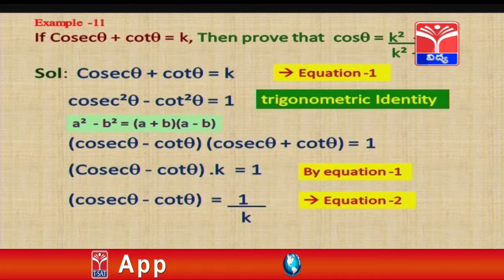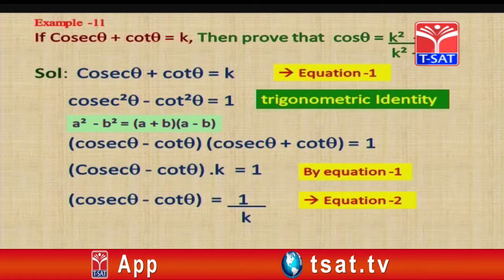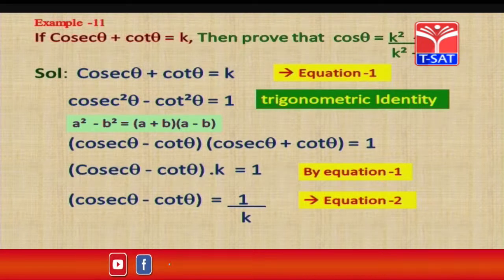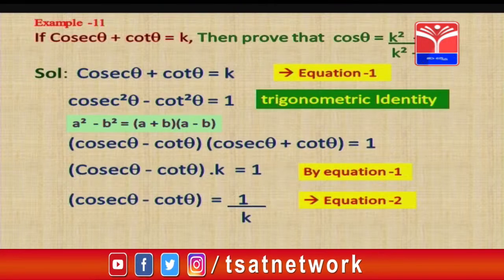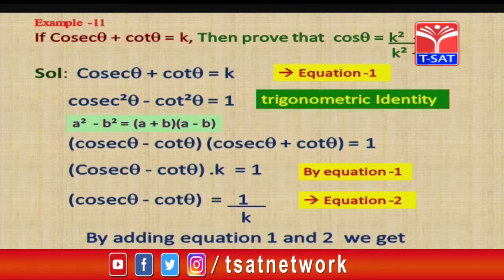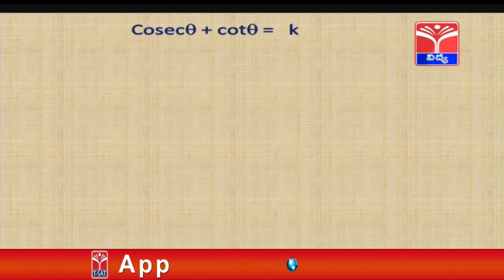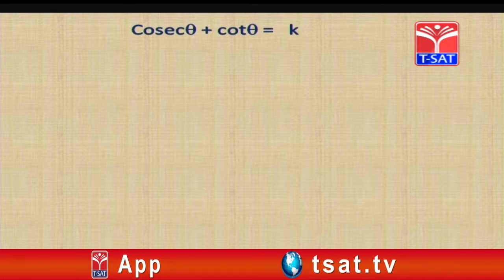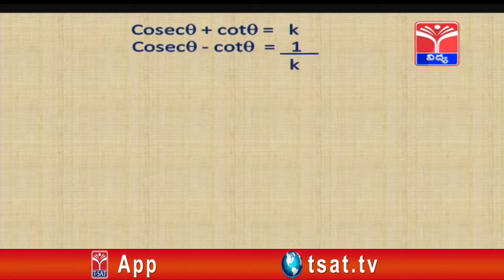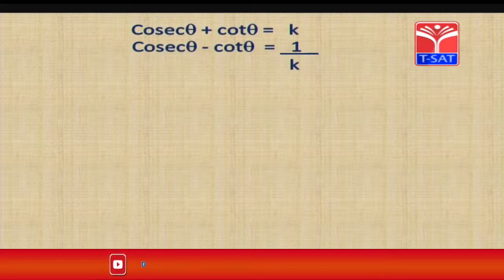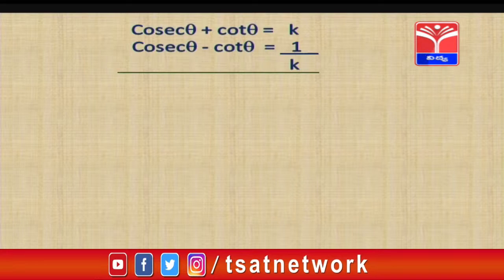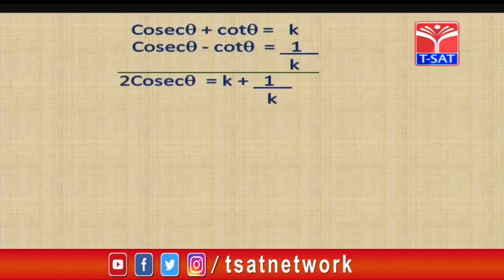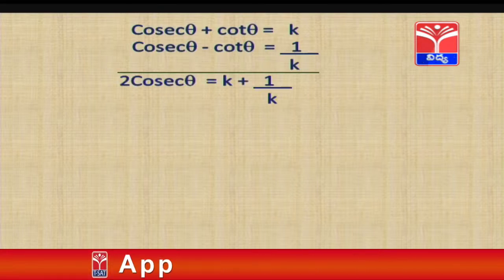So, let me call this one as equation 2. We have equation 1 and equation 2. I am going to use these two equations and I am going to solve them by algebraic form. So, let me add equation 1 and equation 2. By adding equation 1 and 2, what we get, please see. Cosec theta plus cot theta is equal to k, cosec theta minus cot theta is equal to 1 by k. When I add, we know that cot theta and minus cot theta get cancelled, you will be getting here 2 cosec theta is equal to, on the right hand side, k plus 1 by k.